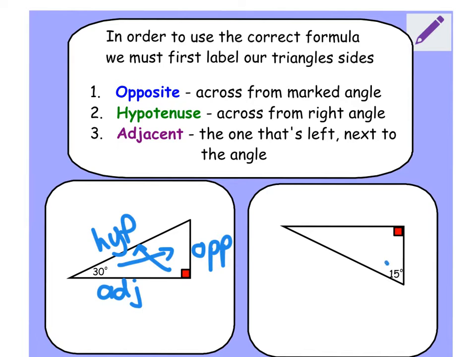Same again, across from the angle 15 is your opposite. Across from the right angle is your hypotenuse. And the one that's left next to the angle is adjacent. Okay.